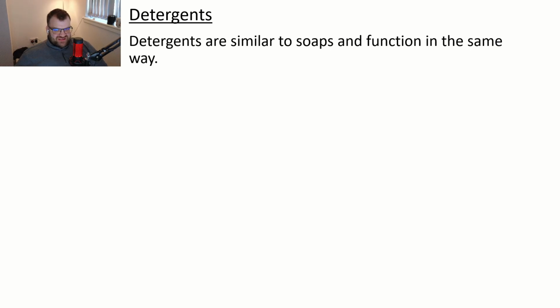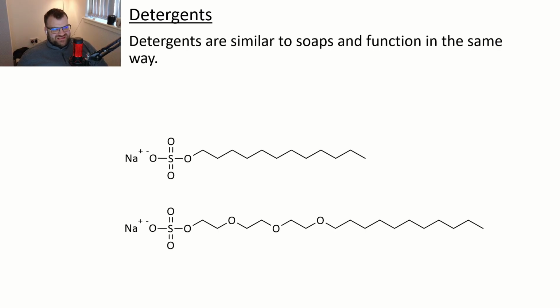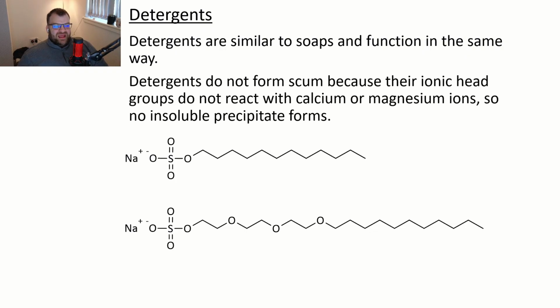Next we come to detergent. Detergents are very similar to soaps. They work in the same way. The main difference is that the ionic head is now not made up of carbon. We now have a sulfur, and they do not form scum because their ionic heads do not react with calcium and magnesium, and we don't form that insoluble precipitate or scum.